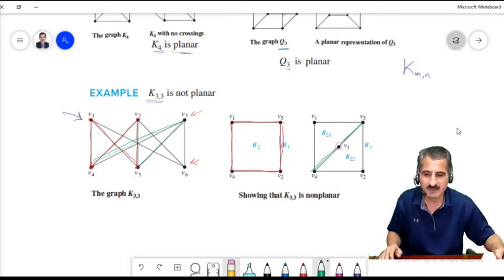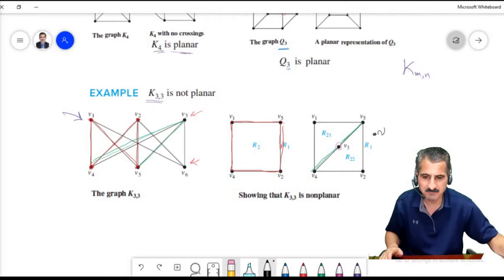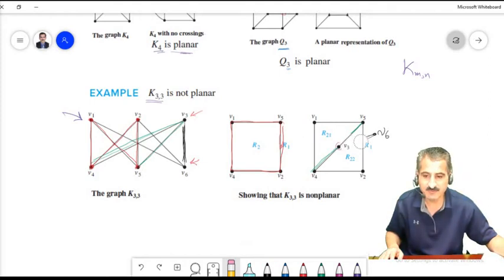Now where shall we put V6? Let's try it. If we add V6 to be here, we notice that V6 is connected to V3, right? So we have to draw this line. And if we do it, we will find ourselves crossing an edge between V2 and V5. So we cannot do that. So we cannot draw V6 outside the square.